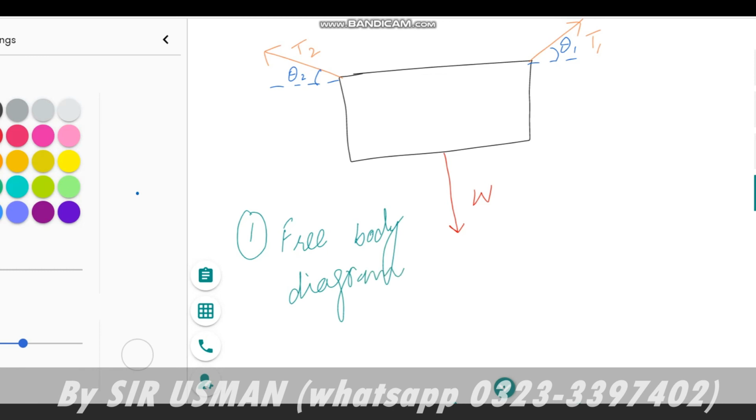So let's say this is the point, the center of mass of the object. This one is your T1, this one is your T2, and this one is your weight downward. We have represented all the forces, but this is not the actual representation. We also need to include the angles. So this is theta 1 and this is theta 2.